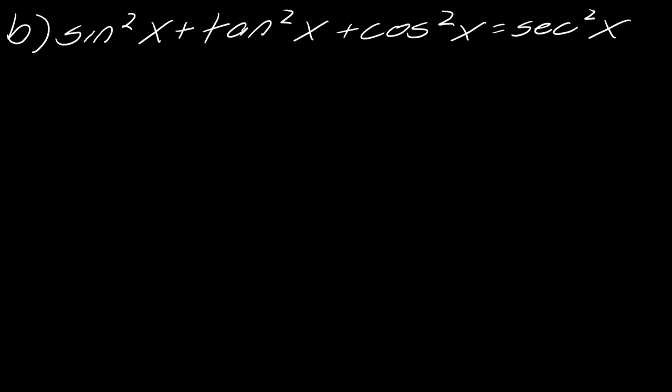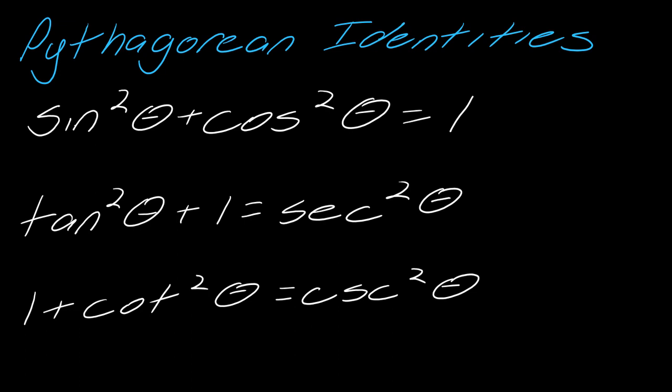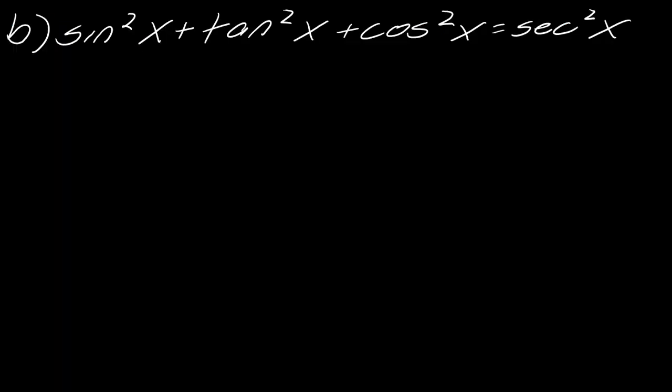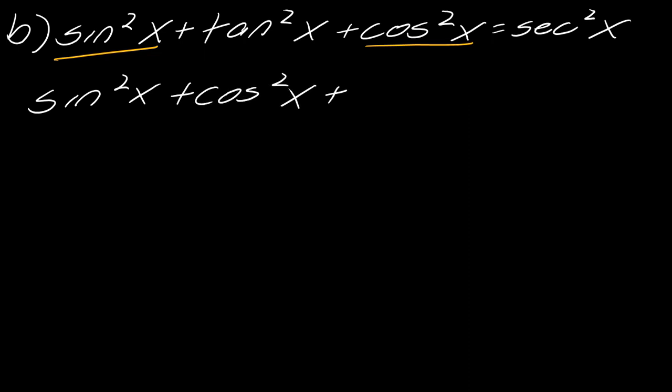Okay, so when I think through my identities, one thing that I know is that with the Pythagorean identities, I have sine squared theta and cosine squared theta. When those two are combined, I get 1. So I can actually rearrange this so that my sine squared x and my cosine squared x are together. So I have sine squared x plus cosine squared x plus tangent squared x equals secant squared x.